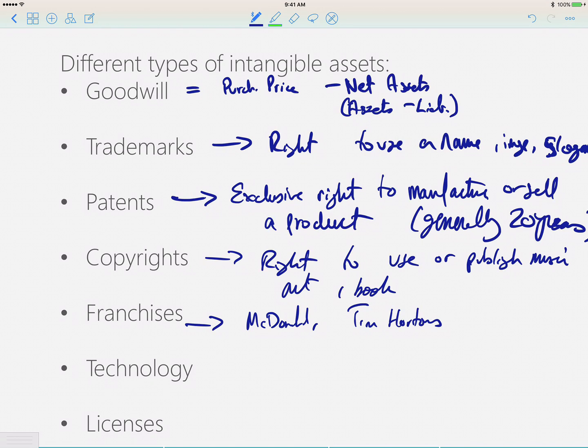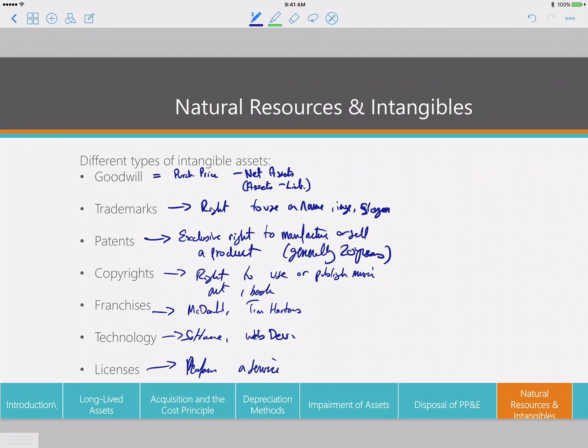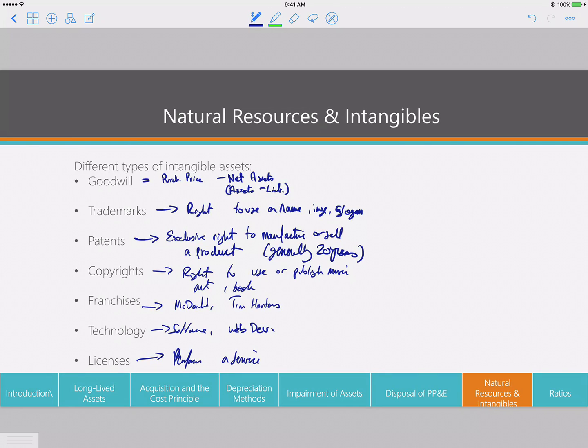So you would go to the parent company and you would pay for the right to operate your own Tim Hortons or McDonald's. Technology would be stuff like software, web development, anything like that you would use for your company. And licenses are the rights to use public property or the license to perform a service. So you can look at all this and you can see how important this would be for many companies today. Since manufacturing companies are not as predominant here in North America anymore, intangible assets are actually super important for most businesses today, even ones that are manufacturing companies. So it's important to consider this when you're learning this chapter and in general in your business career.